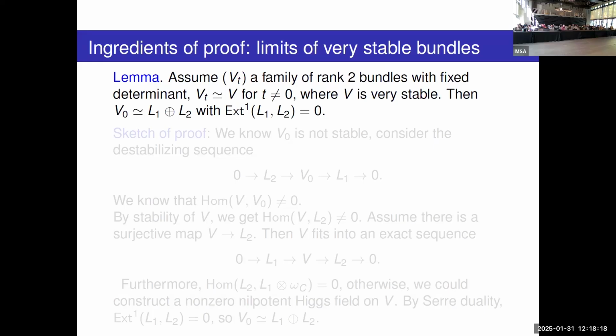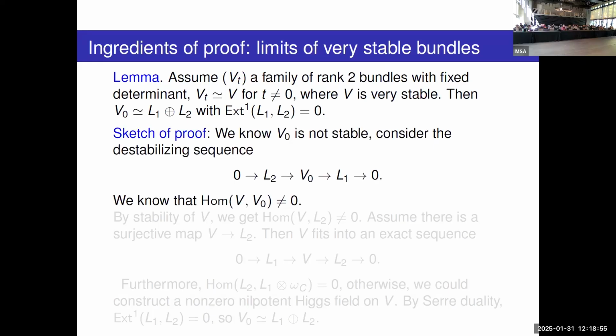So the claim is that if you consider a specialization of a very stable bundle, so here B is very stable and B0 is a specialization, then not only is it always a direct sum of two line bundles, but also in this direct sum there is no Ext^1 from one line bundle to another. This means that the degrees of these two line bundles cannot be too close to each other. The degrees have to be sufficiently apart, depending on the genus.